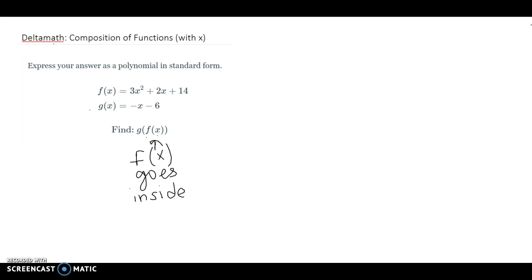Okay, so f of x is going inside of g of x. So let me write what g of x is. And I apologize, I'm learning how to write with this pen. G of x is negative x minus 6. And just to review, we know that this negative means there is a 1 in front of there.